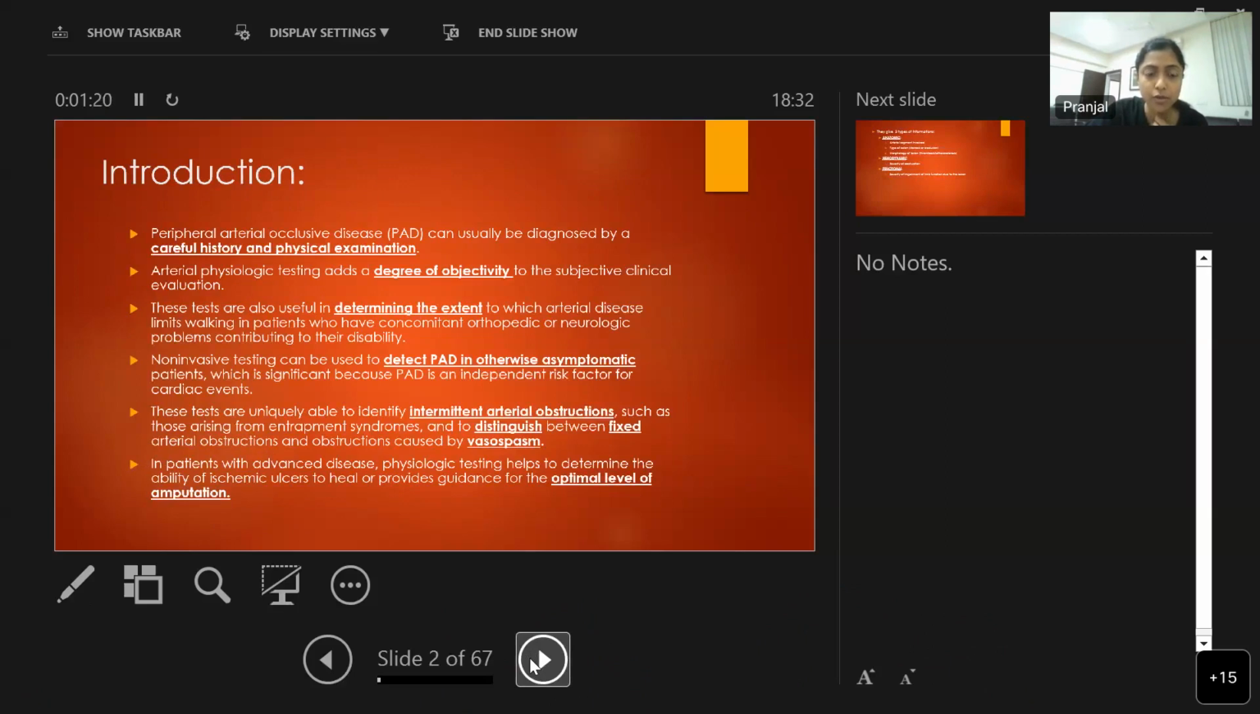These tests are useful in determining the extent to which the arterial disease limits walking in patients who may have concomitant orthopedic or neurological problems contributing to their disability. Non-invasive tests can be used to detect peripheral arterial disease in an otherwise asymptomatic patient, which is significant because peripheral arterial disease is an independent risk factor for cardiac events.